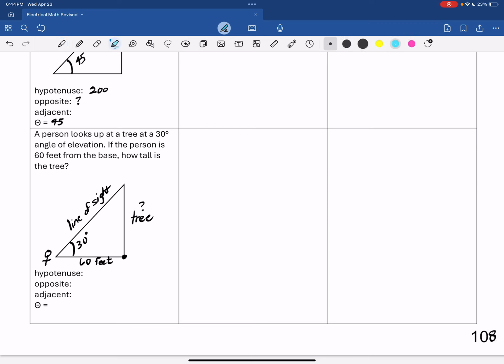So again, let me put these in here for you. There's opposite. Here's hypotenuse. They slipped another ringer on us. We're supposed to be working with sine, but this is not going to be sine. We don't care about hypotenuse. We know that opposite is the height of the tree. Adjacent is 60. This is 30 for theta, so we're looking for TOA. The tangent of 30 is opposite over adjacent.